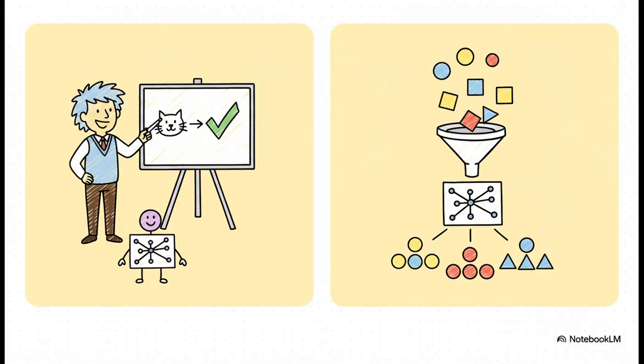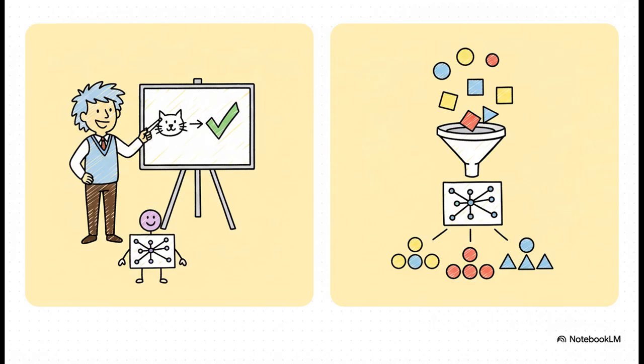So how do they learn? Well, there are two main styles. First up is supervised learning. This is basically like studying for a test with an answer key. You show the network an input, maybe a picture of a dog, and you tell it the correct answer is dog. The network makes a guess. If it gets it wrong, you use that error to tweak all its little internal weights, making it just a tiny bit more likely to get it right the next time.